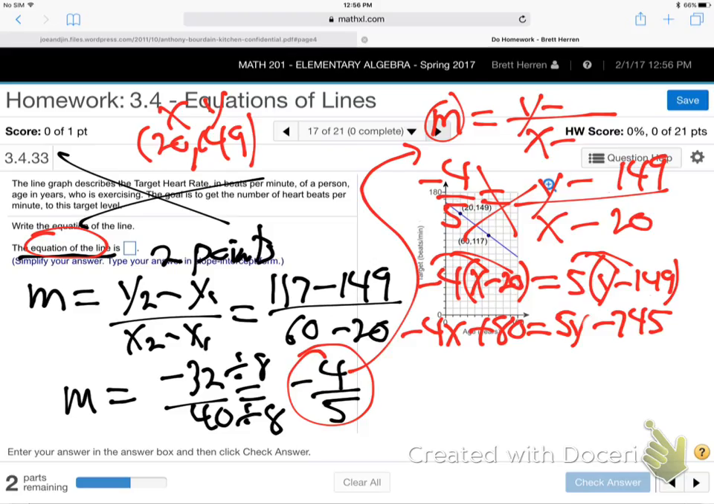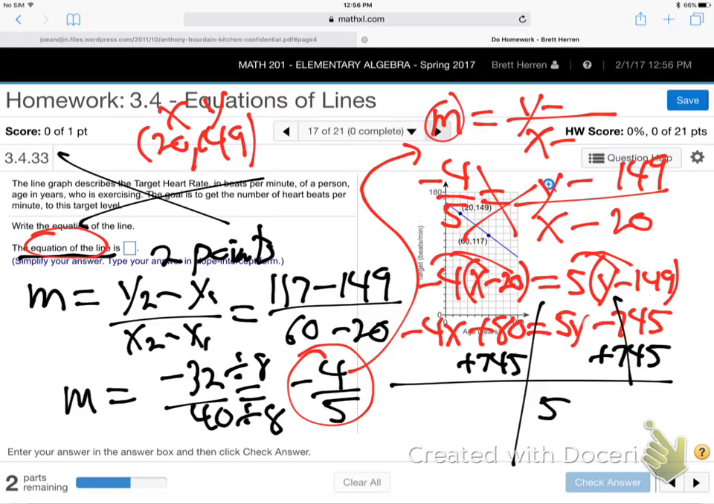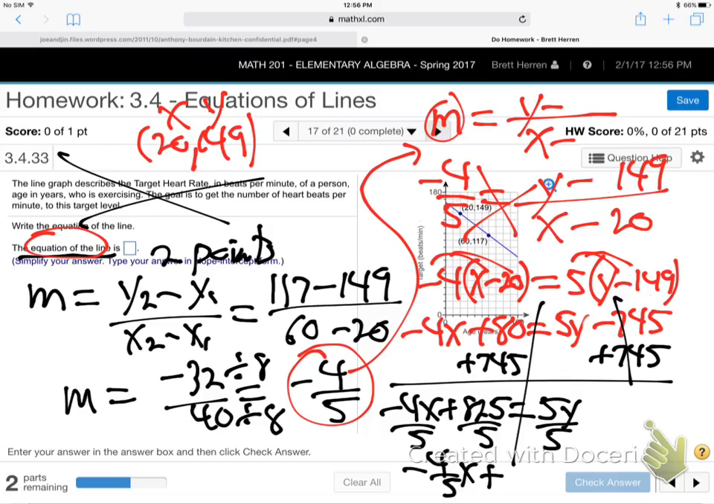All right. Now we got to get y alone. Y is saying, I want to be alone. So I'll add that 745. These are a lot of work, aren't they? 5y is minus 4x plus something else big, I don't know. 825. Thank you. And last step, if there haven't been enough steps, divide by 5. Minus 4/5 x plus, what is 825 divided by 5? 165. Y is alone.